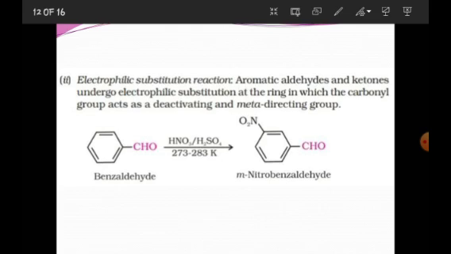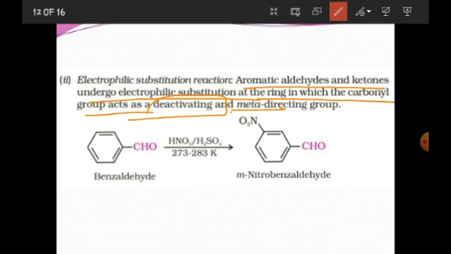Now let us see the last reaction, which is electrophilic substitution reaction. See, it is for aromatic aldehydes and ketones, which undergo electrophilic substitution reaction at the ring in which the carbonyl group acts as a deactivating group and it is meta-directing. Now what is the reason for it? It is due to the minus R effect. And if you draw all the resonating structures, then the electron density is decreased at ortho and para positions in comparison to the meta position. So you need to remember that aromatic aldehydes and ketones are meta-directing.